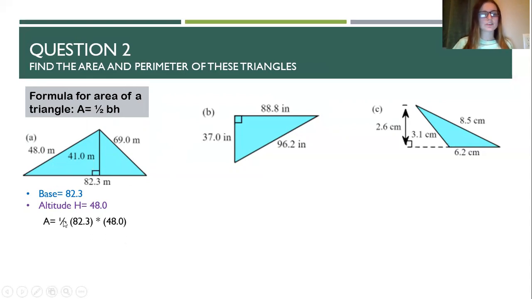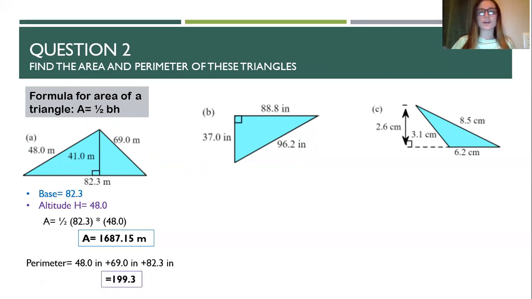So 1/2 of 82.3 times 48.0 is equal to 1,687.15 meters. Now to find our perimeter, we have to add all of our sides together. So we would add 48.0, 69.0, plus 82.3. And this is equal to 199.3. Let's go to part B.